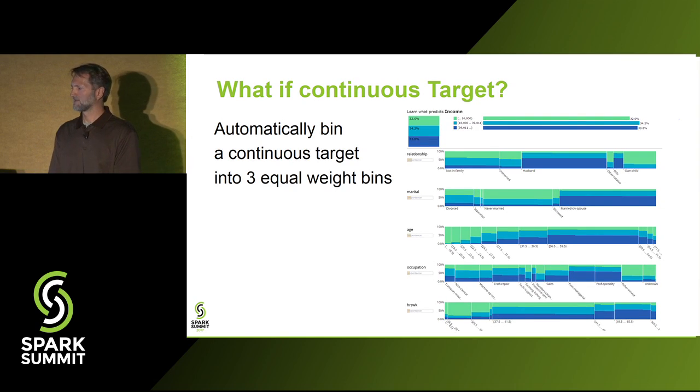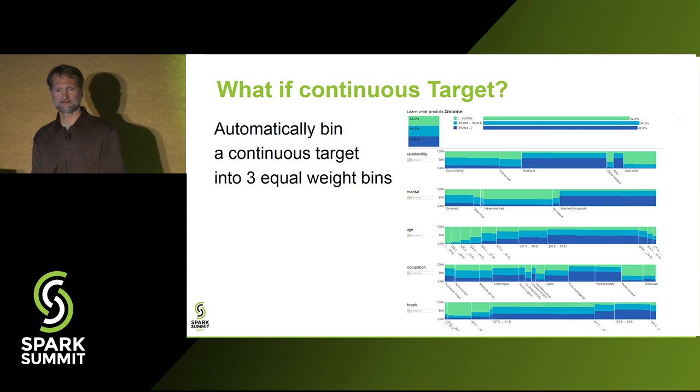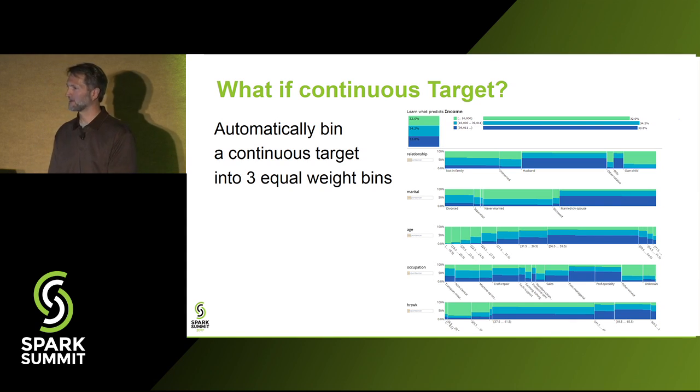So another thing that can happen is sometimes a user wants to predict a continuous target. And normally, you wouldn't use a classifier for this. You would use a regression type model. But we want to get the value from the visualization. So what we can do is uniformly bin the target column. We can't use the entropy-based binning because we're actually binning the target.